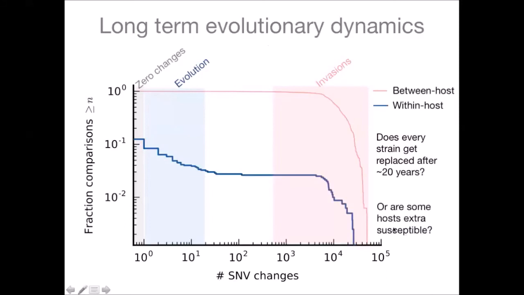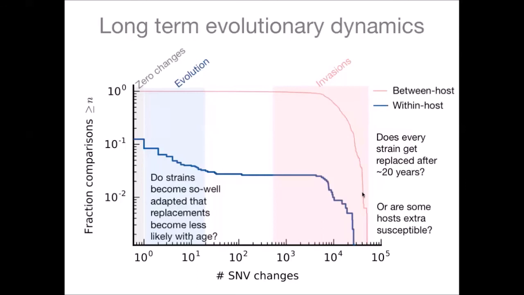Maybe because they consumed antibiotics or traveled or had an illness. Maybe the replacements are specific to those hosts with special conditions. Or maybe some strains become so well adapted that replacements become less likely with age. They continue to evolve such that they become so specialized to us that no other strain can enter. And so we wanted to ask, how do the long-term evolutionary dynamics play out in our microbiomes throughout our lifetime?